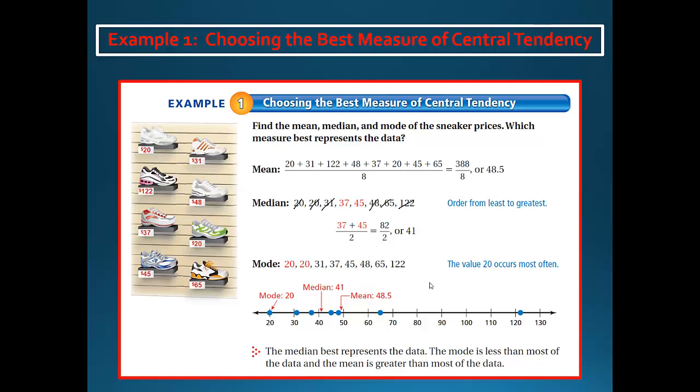Now we can look at the data that we got. For the mean, we had 48 and 5/10. The median, we had 41, and the mode, we had 20. The median best represents the data. The mode is less than most of the data because the mode was only 20, and that was the smallest number. And the mean is greater than most of the data. The mean was 48 and 5/10, and there were only 2 numbers larger than that. So the median, or 41, represents this data the best.